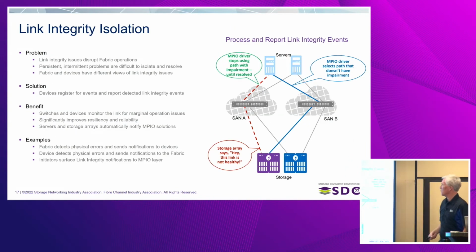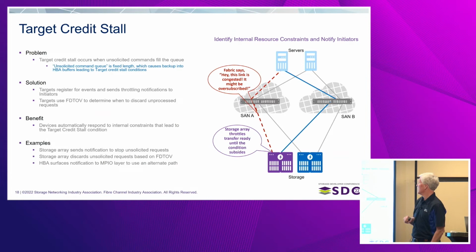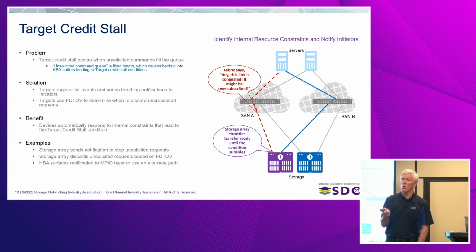Link integrity isolation, I think we've already gone through, because that's been my example throughout the presentation. So I'm going to skip it. Target credit stall. This is a really difficult issue. This is when the resources inside the target get so consumed that they're not able to push things up to the CPU anymore. There's a number of reasons that this can occur. But one of the common reasons is the target's oversubscribed, and he's trying to push a bunch of commands that need CPU processing up. That queue gets full, it backs up into the HBA, and then the HBA backs it up into the fabric. In order to be able to deal with target credit stall, the signaling mechanism will tell us this is an issue.